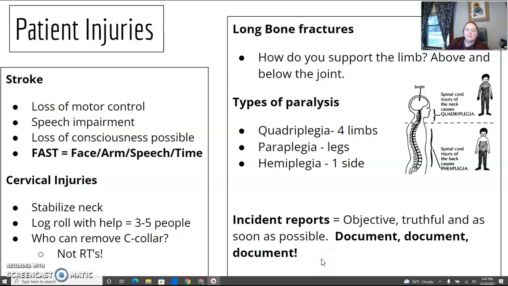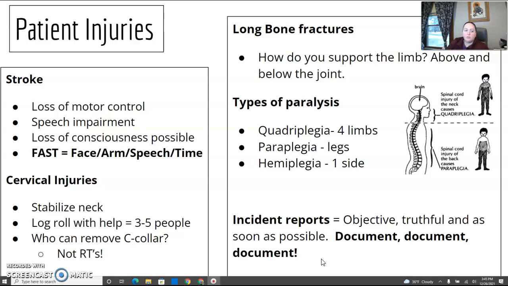Patient care number 7. Still on, let's see, some patient injuries here. So stroke. I'm sure you've heard of the term FAST: face, arm, speech, time. They may have loss of motor control. There could be a speech impairment. Loss of consciousness is possible.